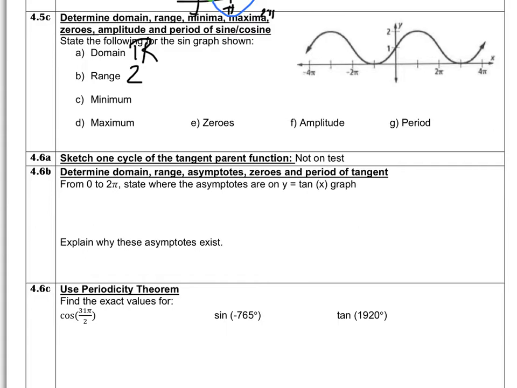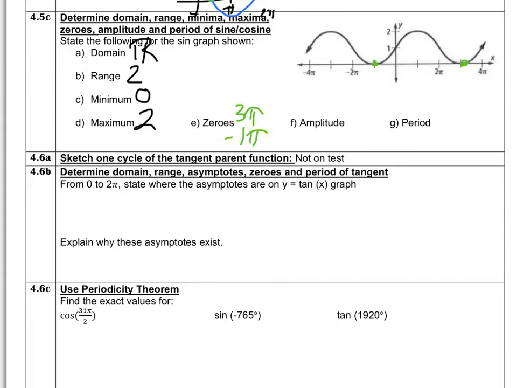The minimum value on this graph, it goes as low as right here. The lowest value it can go is 0. The maximum value is 2. So the minimum is 0, max is 2. Where do the zeros happen? Well, that just means the x-intercepts. If you look at this, I see the x-intercepts happening at 3 pi and at negative 1 pi.